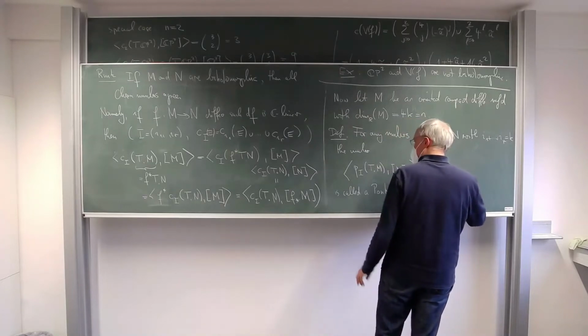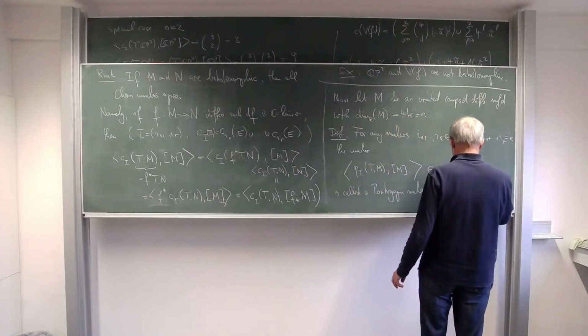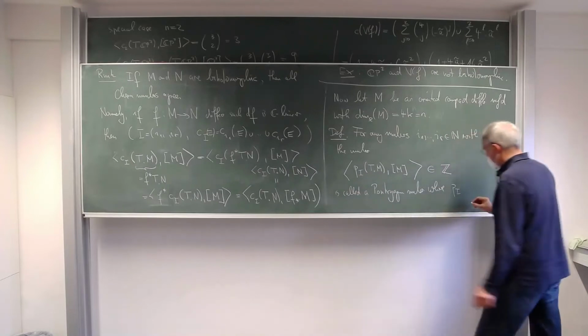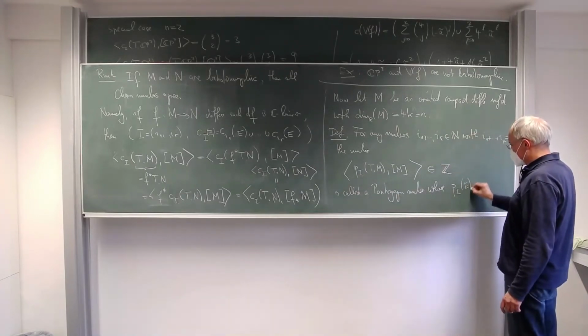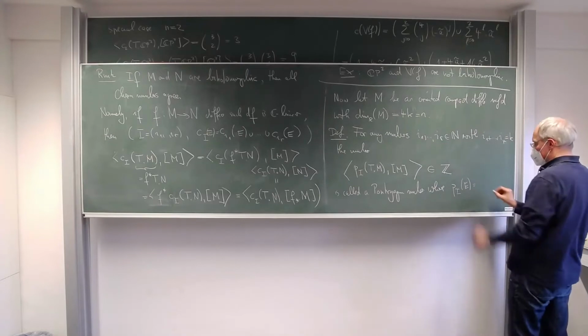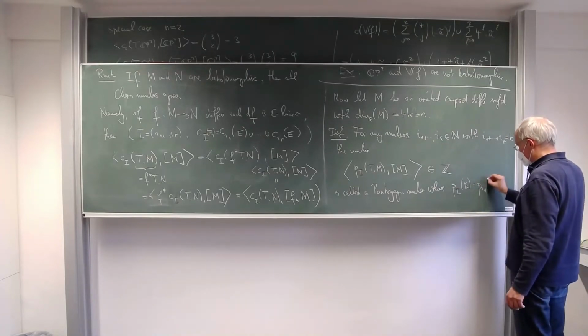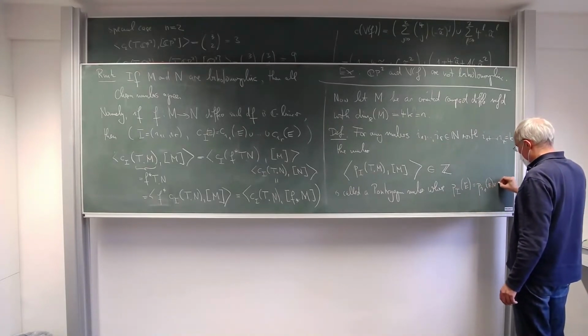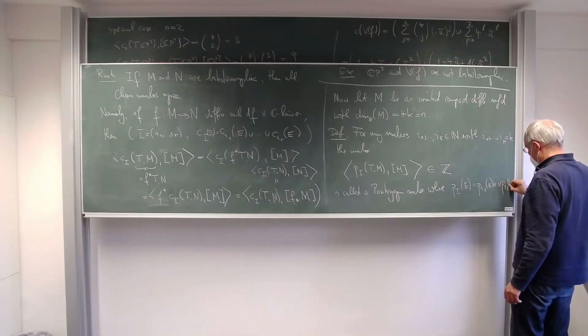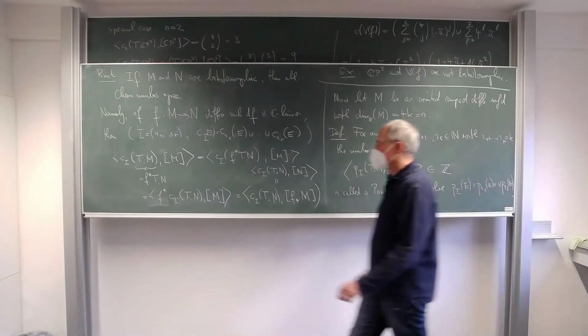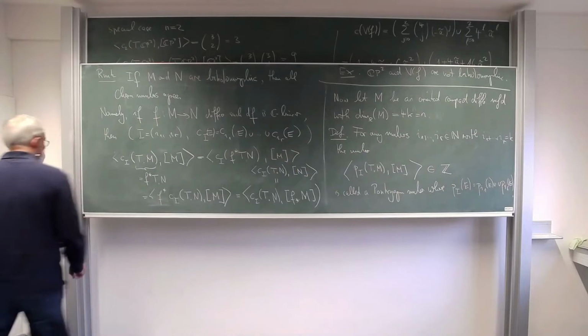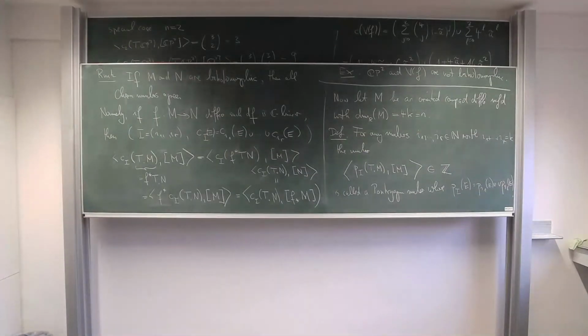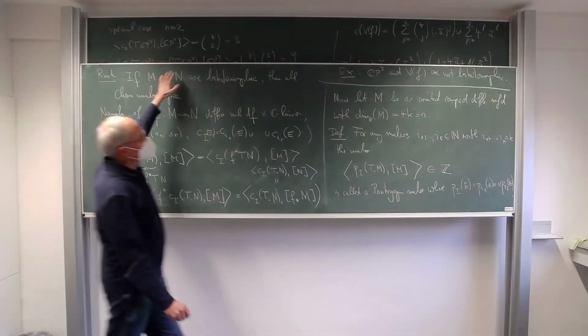Where this p_I, just as for Chern classes, is the product of the corresponding parts of the Pontryagin class. Just as for Chern classes. Okay, good.